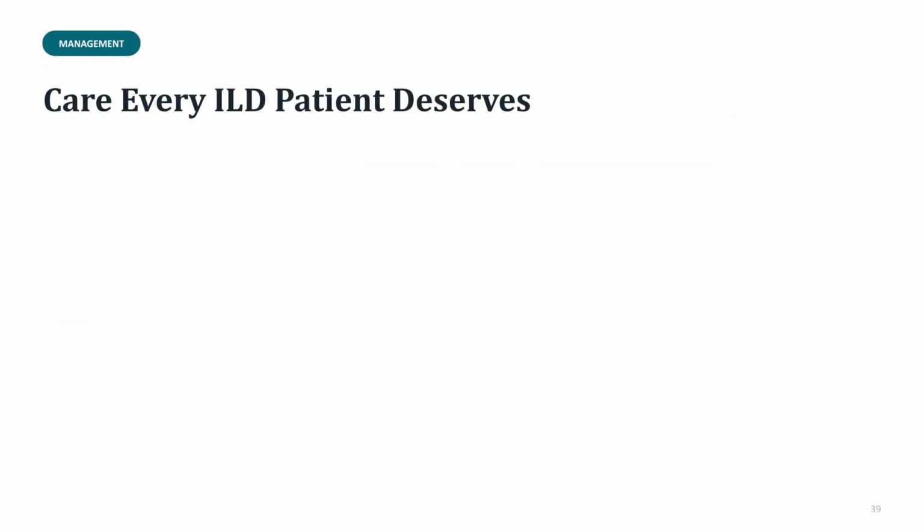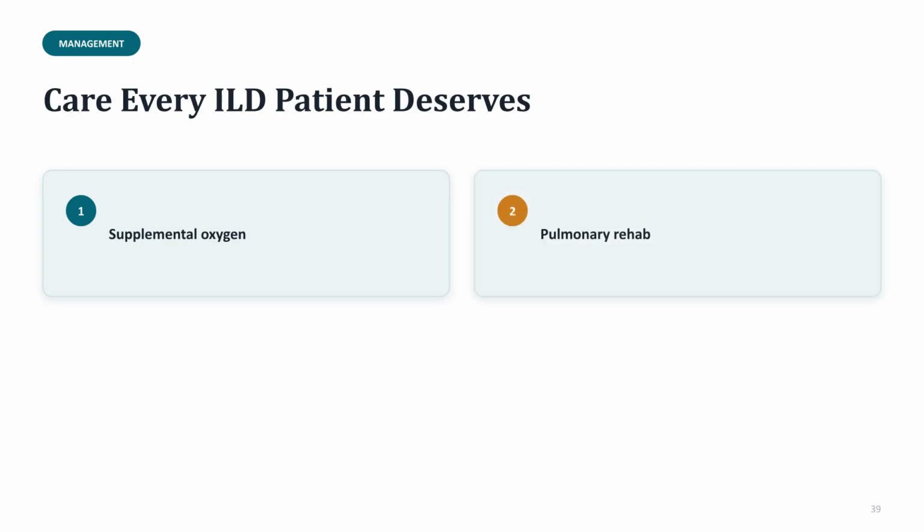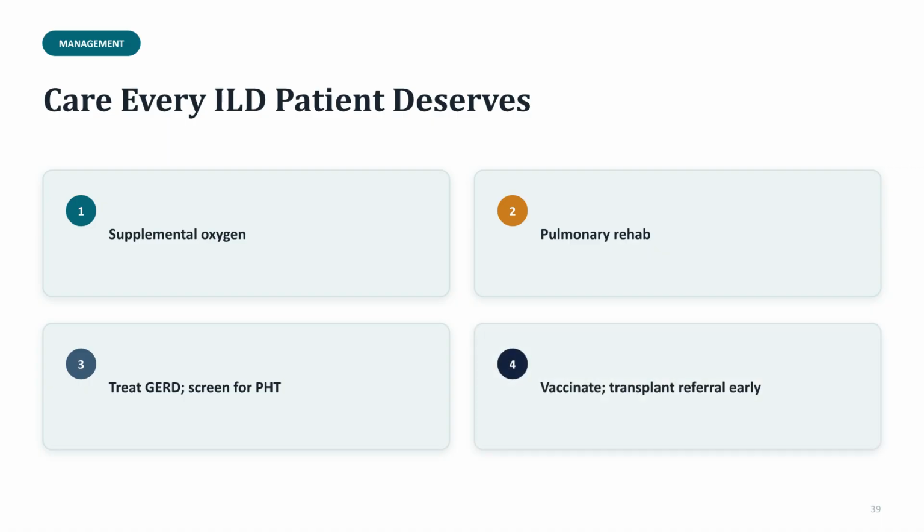Whatever the specific diagnosis, a supportive core applies to everyone. Supplemental oxygen for hypoxemia, pulmonary rehabilitation to preserve function and quality of life. Treat reflux, which can drive some fibrosis. Screen for pulmonary hypertension, a common and treatable complication. Vaccinate against respiratory infection, and refer fit patients for lung transplant early, before they are too sick to qualify. The disease may be rare, but this checklist is universal.